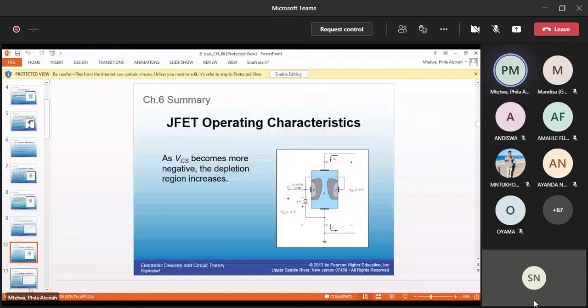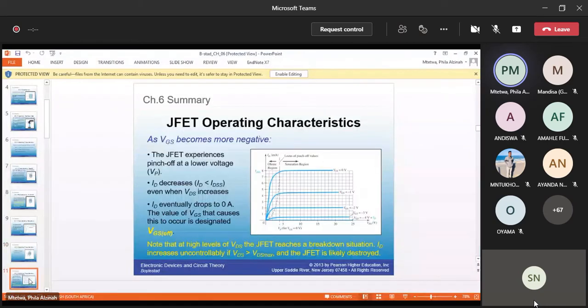JFET operating characteristics. As VGS becomes more negative, the JFET experiences pinch-off at a lower voltage. ID decreases even when VDS increases. ID eventually drops to 0. The value of VGS that causes this to occur is designated as VGS off. So finally, the channel is shut off if the depletion region keeps increasing. So that's VGS off.